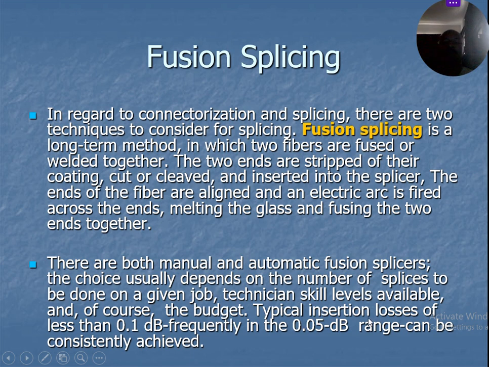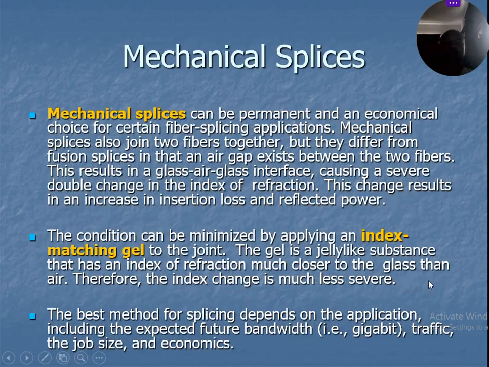So typical insertion losses of less than 0.1 decibel, frequently in the 0.05 decibel range, can be consistently achieved with this. So this is good enough. If you have a 0.05 decibel insertion loss, or what we call attenuation loss, it's good enough, compared to huge attenuation loss in other cases.